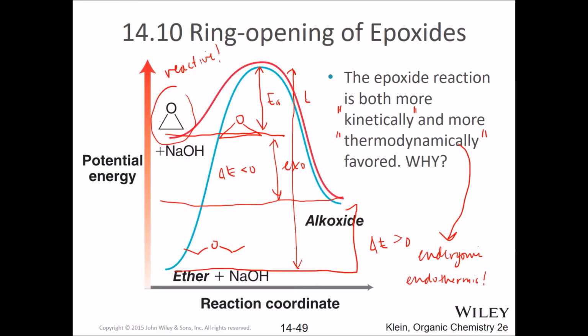Compared to this activation energy, right? So this is going to be faster. Don't lose these terms, kinetic and thermodynamic. They help us. They're tedious terms right now, but the more you use them, the more helpful they become. So the ring opening of epoxides is both kinetically favored and thermodynamically favored over the reaction with an ether, and this is the reason why.